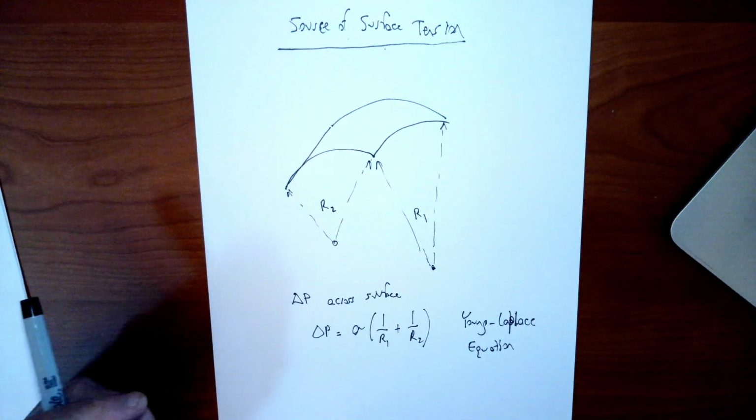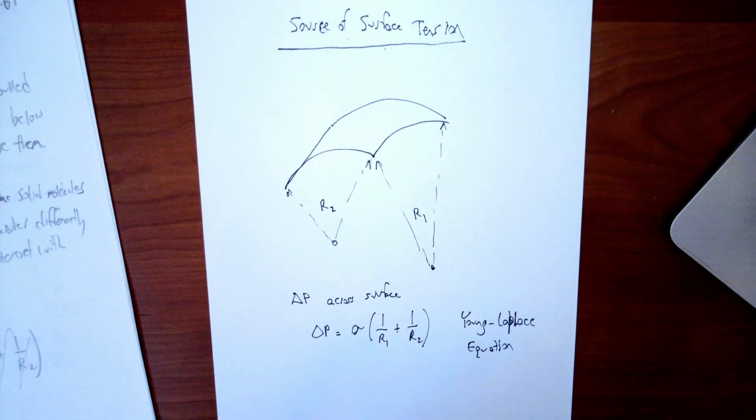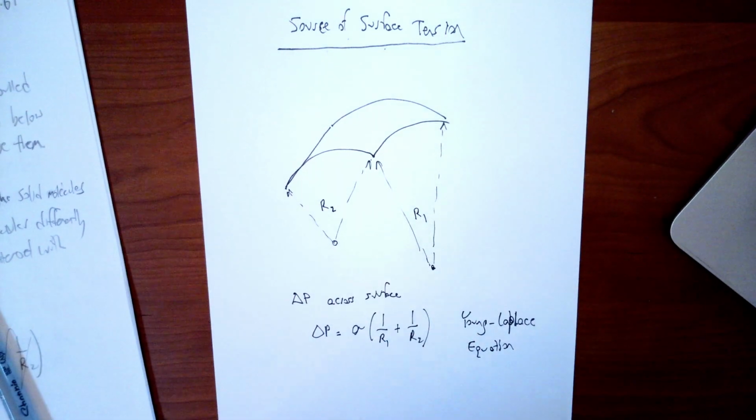We're going to talk about the source of surface tension. Now, the source of surface tension has to do with the fact that molecules interacting at interfaces interact differently from each other than they do with the other molecules.